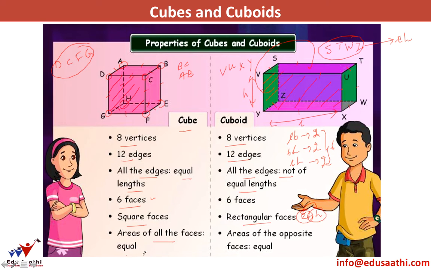In a cube, areas of all faces are equal. Here, areas of only opposite faces are equal, as I've shown here, 2 LH, one this and one this. So the areas of only the opposite faces are equal. You need to memorize all these properties, because they'll be really helpful when we solve questions. Let's move to concept 1.